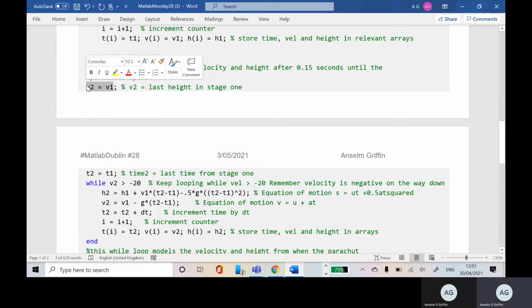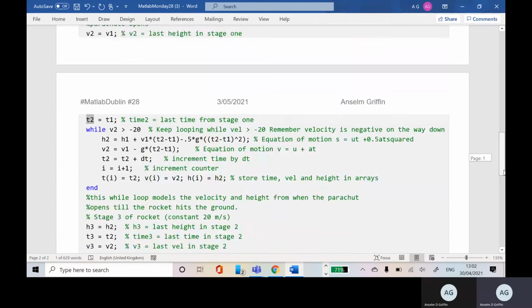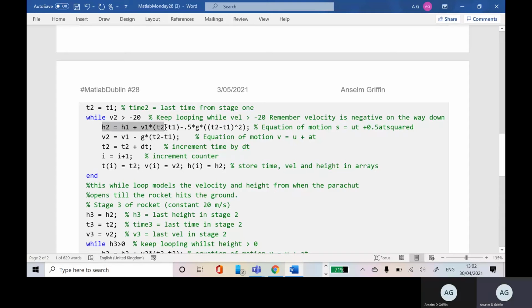So V2 will store the velocities for the second stage of the rocket. T2 will store the times for the second stage of the rocket. And H2 is got from there. Okay, so you have the initial height here, and then S equals UT plus a half AT squared. So you have the initial height, so that might be where students would find a bit of difficulty. And then you have to get the velocities, which is the equation of motion we mentioned above, V equals U plus AT. And we increment T2 by delta T. We increment the counter and we store each T2, V2 and H2 in the arrays T, V and H. So you do all of that.